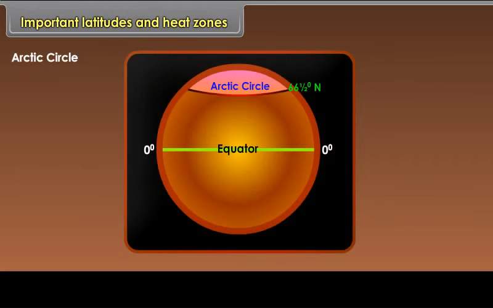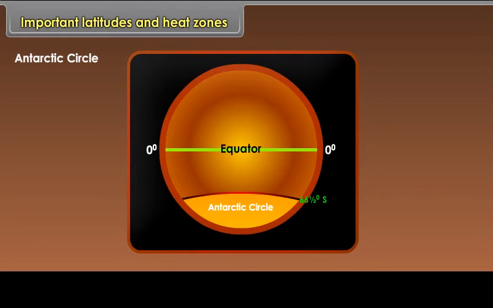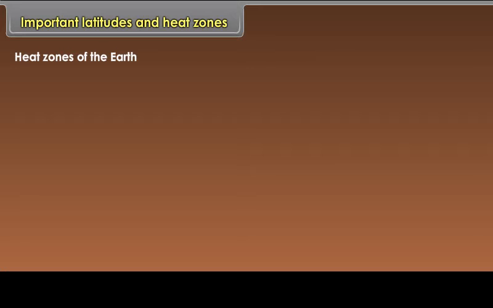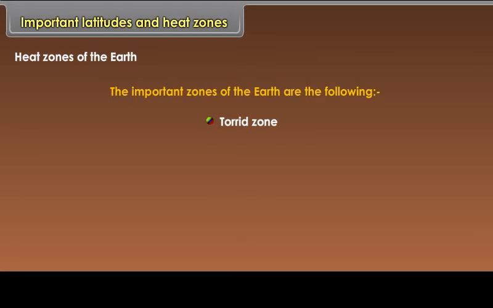Arctic Circle. It lies at 66.5 degrees north of the equator. Antarctic Circle. It lies at 66.5 degrees south of the equator. Heat zones of the Earth. The important zones of the Earth are the following: torrid zone, temperate zone, frigid zone.